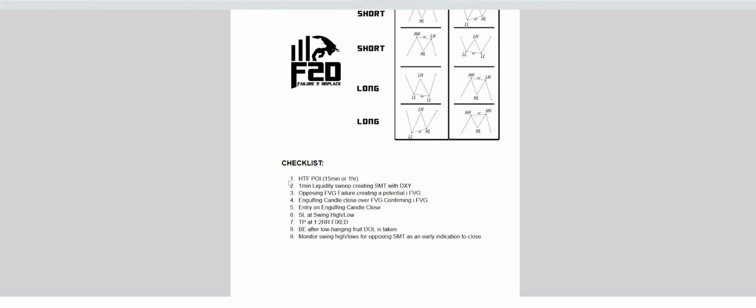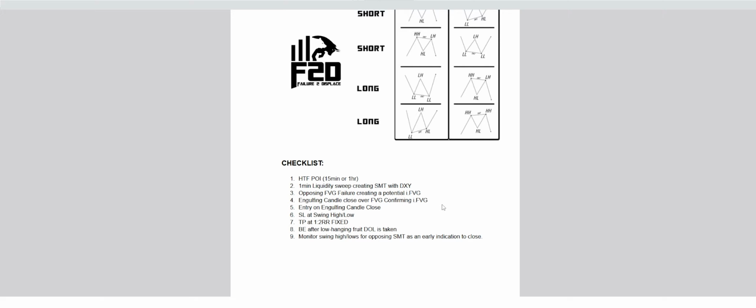Quick run through of my actual checklist. As I'm on the charts, I'm identifying a higher time frame point of interest, looking for a 1 minute liquidity sweep, creating SMT with the DXY, looking for an opposing fair value gap to be filled, creating an IFVG. This is going to be created by an engulfing candle close above the FVG.